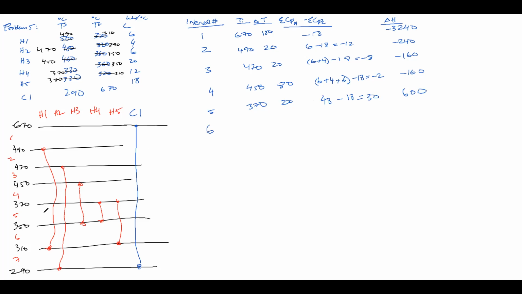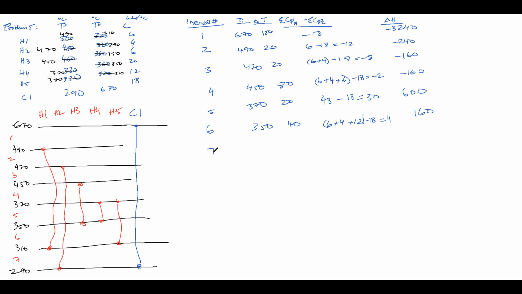Interval 6 in this case starts at 350, ends at 310, so delta T is 40. So in this case, I have H1, H2, and H5. So H1 is 6, plus H2 is 4, plus H5 is 12, right? Minus 18, this is how much? 6 plus 4 plus 12, minus 18, this is 4. And 4 by 40 is 160.